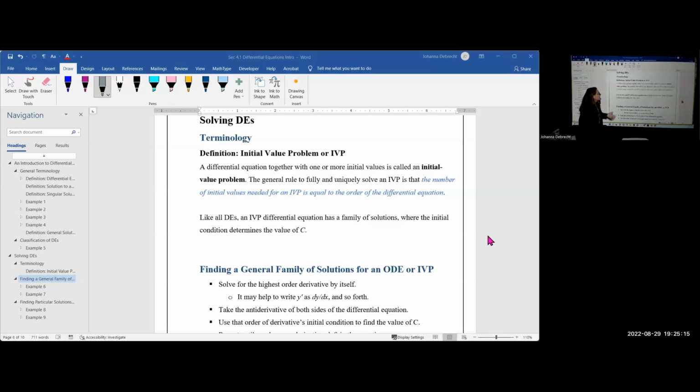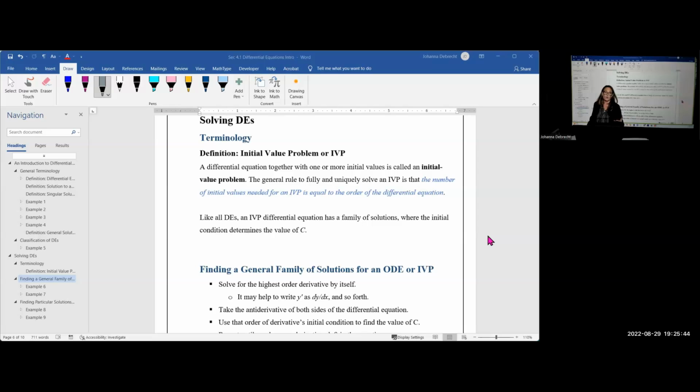The general rule to be able to fully solve and uniquely solve an initial value problem to get the particular solution, that means that you're not getting a general solution with a C, you're getting the particular solution that fits that initial value, it will be unique, is that the number of initial values needed is equal to the order of the differential equation.